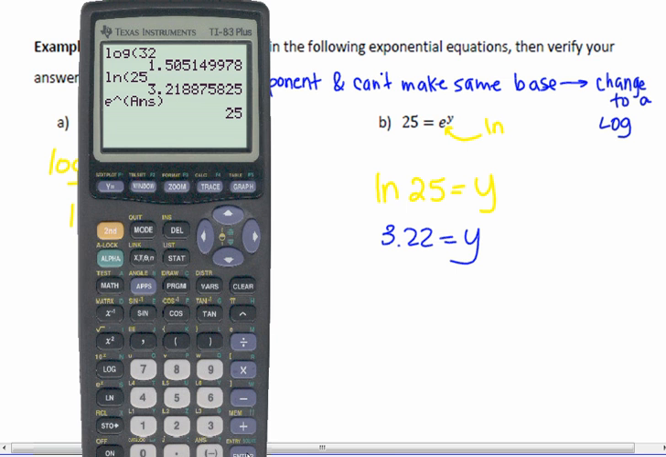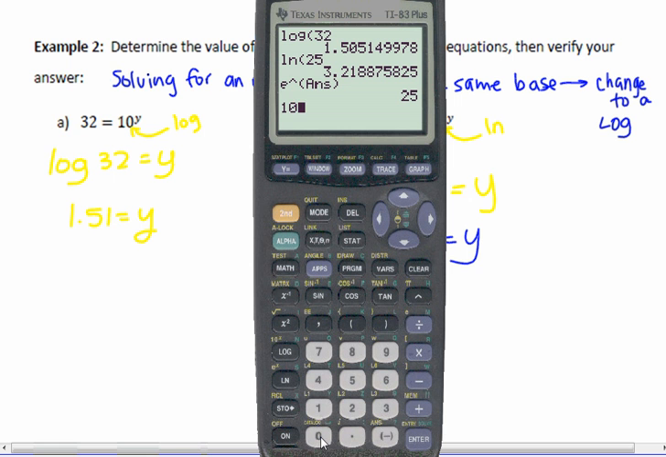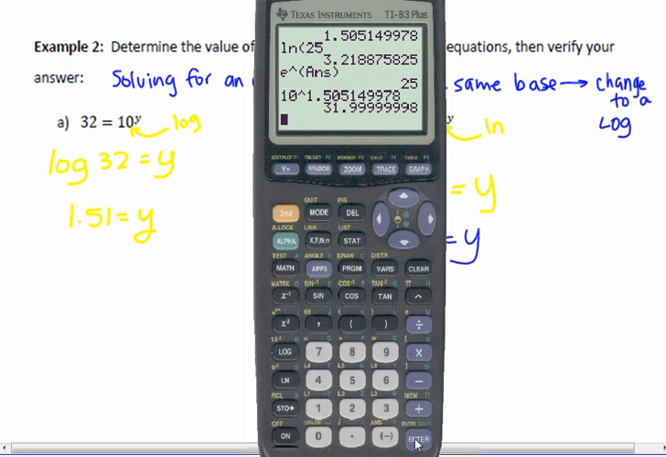Perfect. All right, and this first question, 10 to the power of exactly that number should equal 32. If I used answer, it would give me 32. Yeah, so that's correct.